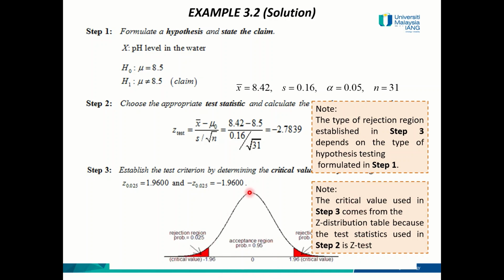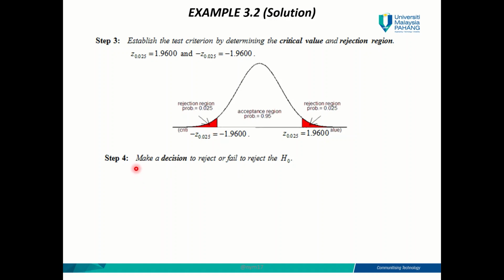You have established your critical value and the rejection region. And now we can move on to step 4, which is to make a decision to reject or fail to reject H null. Okay, whether we want to reject or not reject H null. Only H null. Okay, step 4 is only about H null. Remember that, class. Step 4 is only about whether to reject or not reject H null.